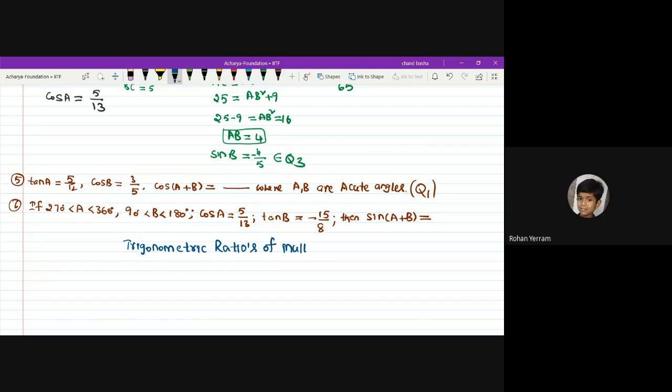Sir, Ritvik posted in chat that he's not able to solve a single problem in the test, and he's not able to identify which formula to use. I'll discuss that with him later. No problem.